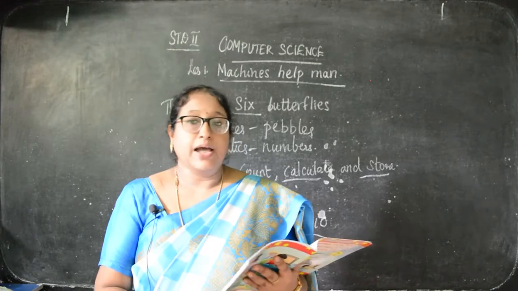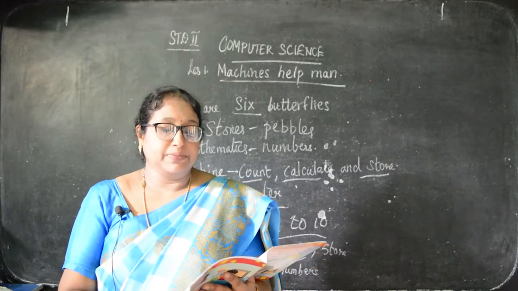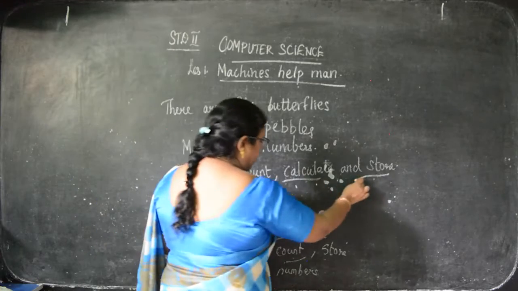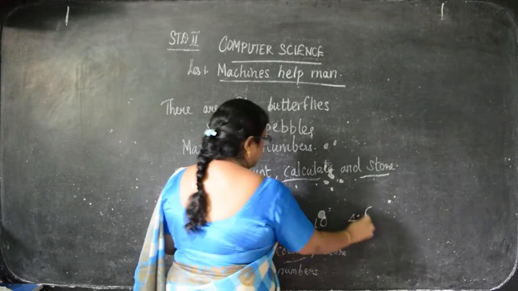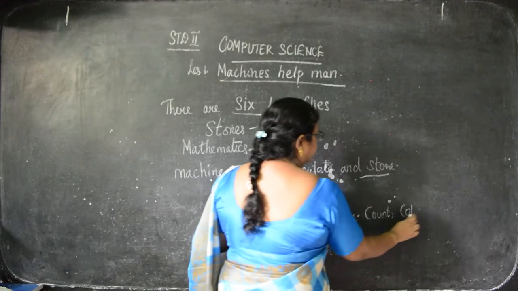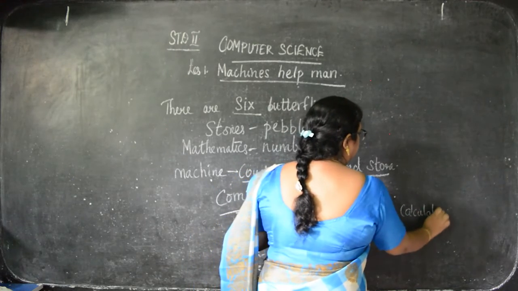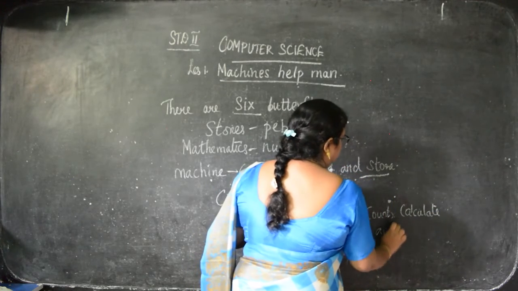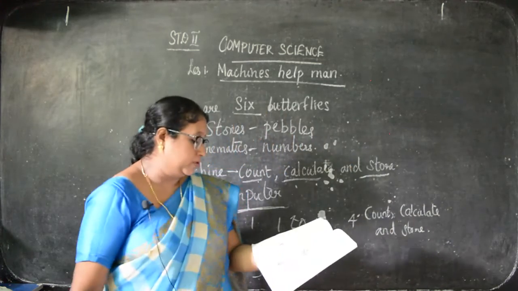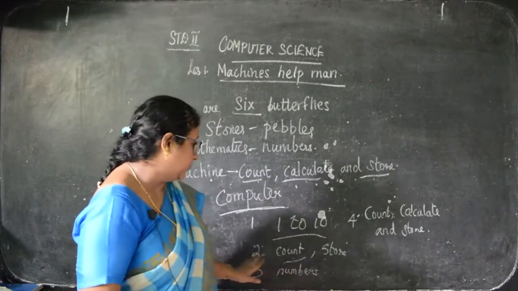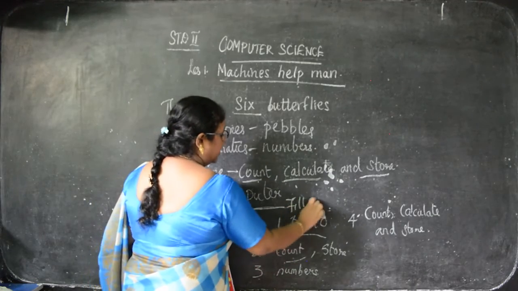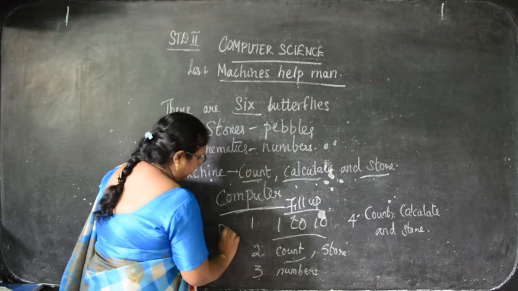Then fourth, man wanted a machine to help him dash and dash. I already gave count, calculate and store. That is the fourth answer. There are 3 dashes: count, calculate and store. Those who have the book, you can take down in your notebook, children. The answers for the fill in the blanks are on page number 4.